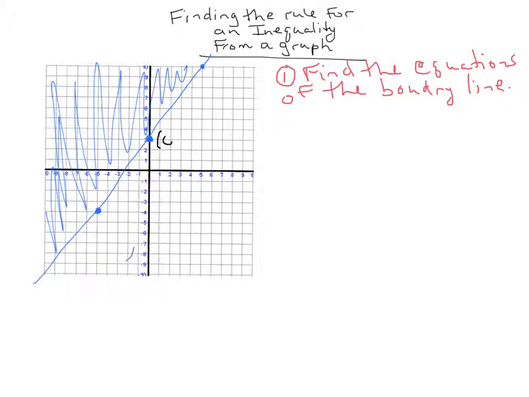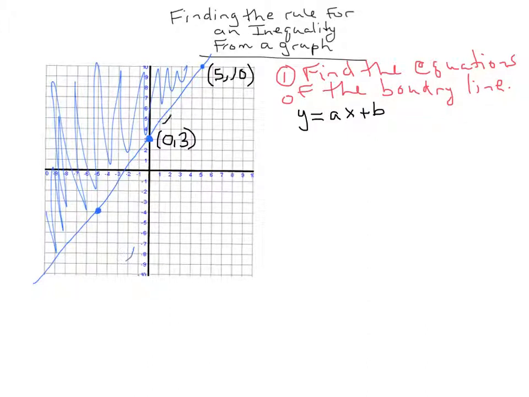It's the point 0, 3. Here's another point here. It's the point 5, 10. So we're going to use those 2 points to find the equation of a line. Okay. It's simply going to be in the form y equals ax plus b. Okay, so this part is going to be exactly the same as what you would have done in grade 9. You're finding the equation of a line.